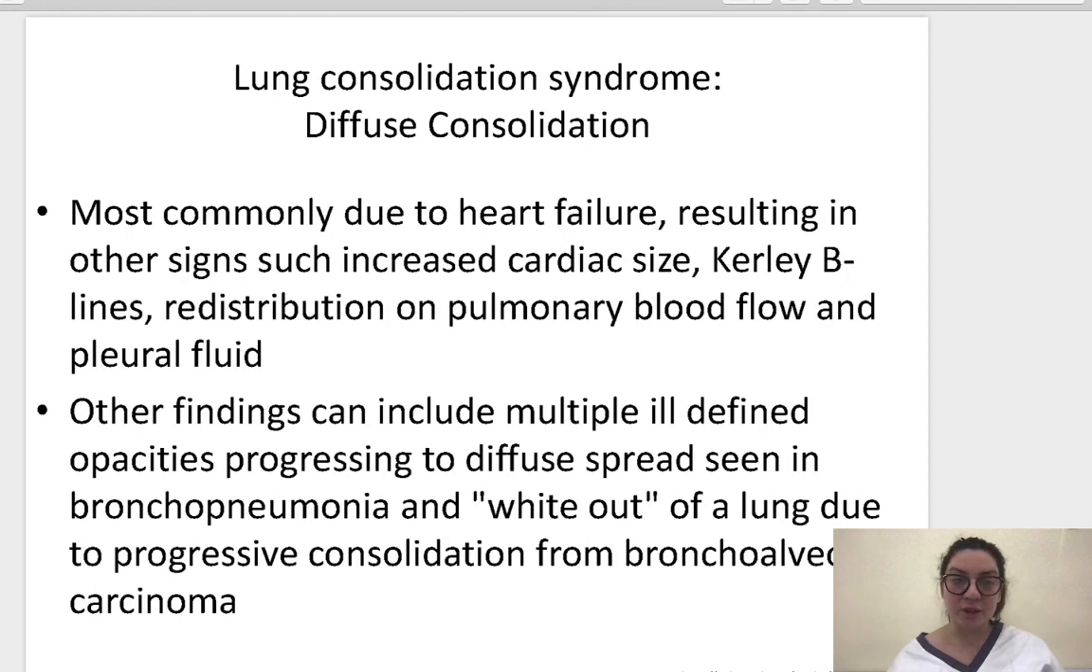If it is diffuse consolidation, when it is connected not just with one lobe, most commonly due to heart failure, I told you about it, resulting in other signs such as increased cardiac size, curly B lines. I told you a little bit in lecture about heart failure. I will show you this one more time, curly B lines. It can be redistribution of pulmonary blood flow and pleural fluid. Other findings can include multiple ill-defined opacities progressing to diffuse spread seen in bronchopneumonia and whiteout of lung due to progressive consolidation from bronchoalveolar carcinoma.